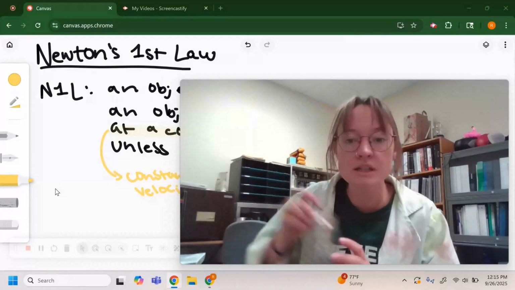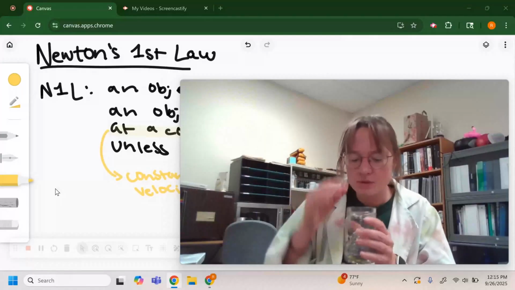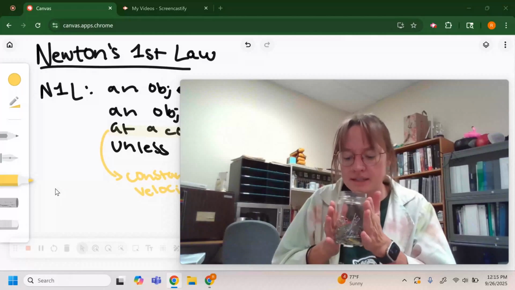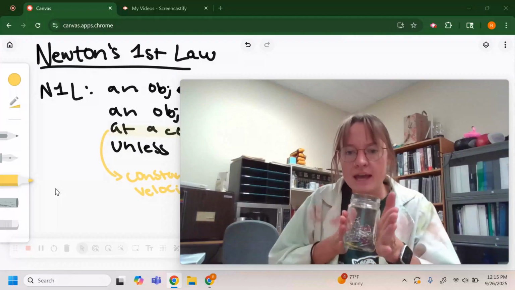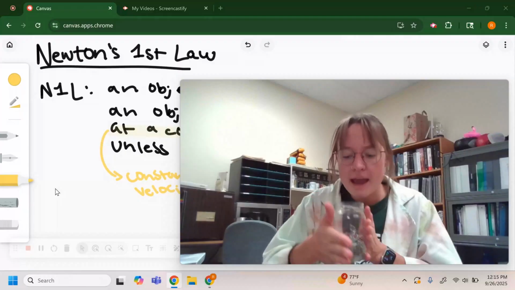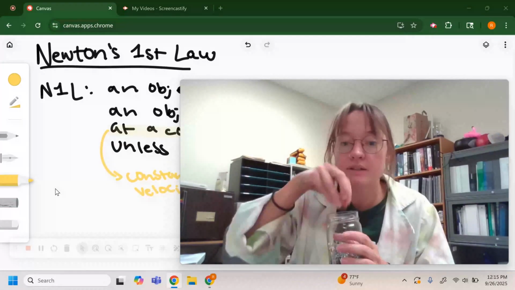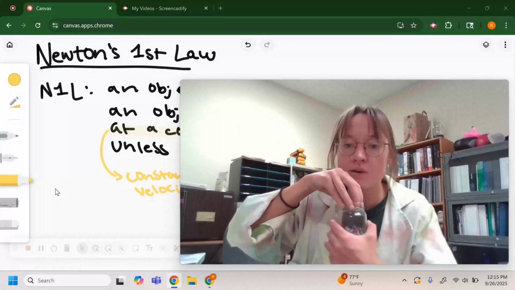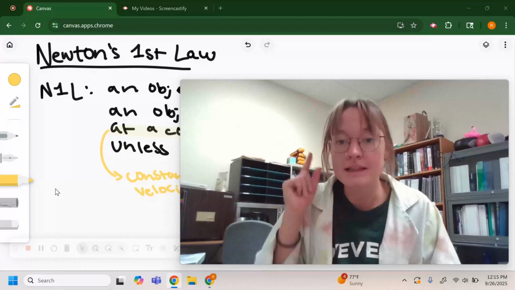Here's another example. Next time you go to a restaurant where they pour some water and ice cubes into your glass, go ahead and take that cup full of ice water and give it a nice little spin like this. And watch your little ice cubes. You'll see that the ice cubes will stay right there as the whole glass rotates around them. Why? Because they're an object at rest, and that object at rest will stay at rest.